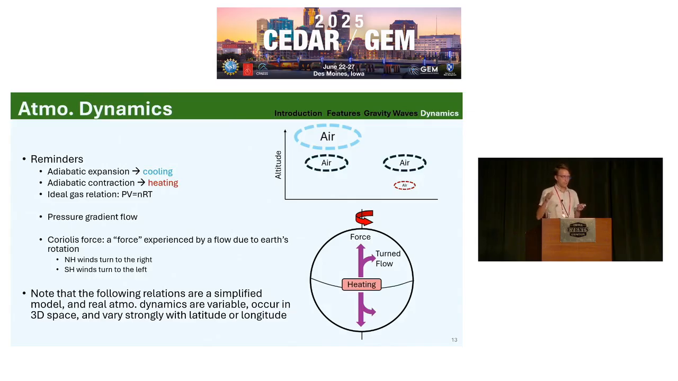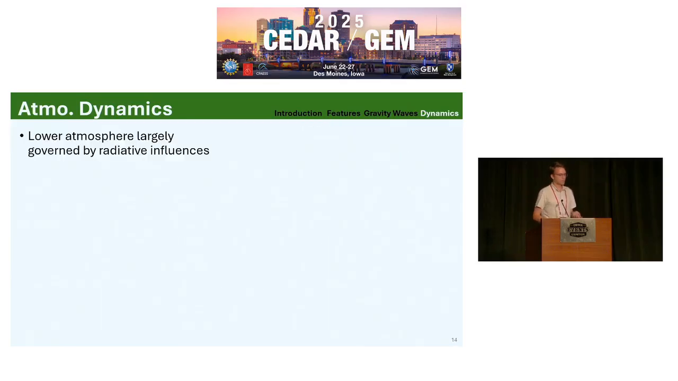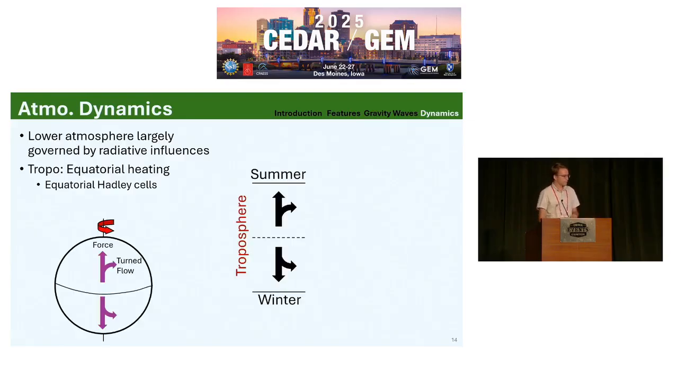And for the relations I'm going to show on these next slides, I just want to emphasize, as a sort of disclaimer, that these are very simplified. These processes vary with latitude and longitude, and they occur in 3D space. So these are simplified relations, but they can help paint a picture of how these gravity waves affect the MLT flow. So first, the troposphere is governed by equatorial heating. One of the main processes here gives you this poleward flow in the upper troposphere. Given that Coriolis force, you see these eastward flows that we see.